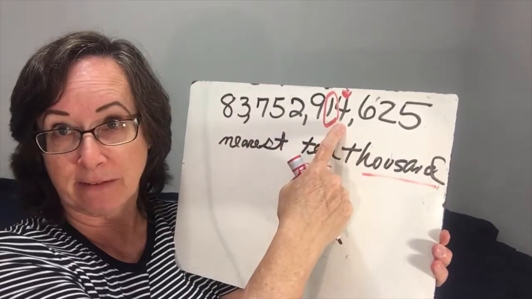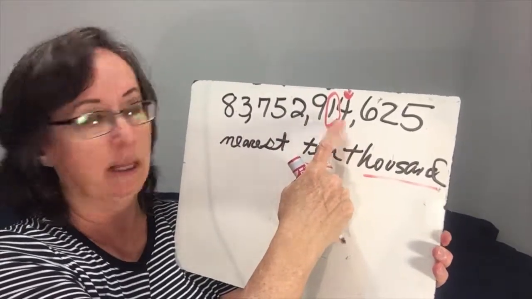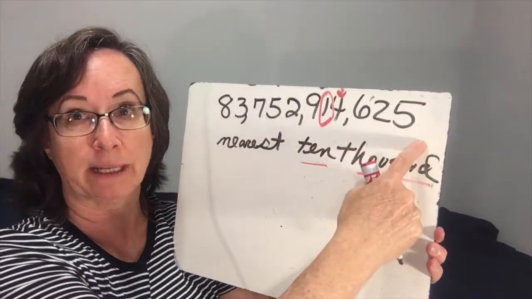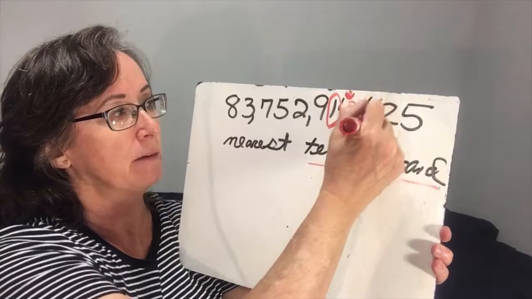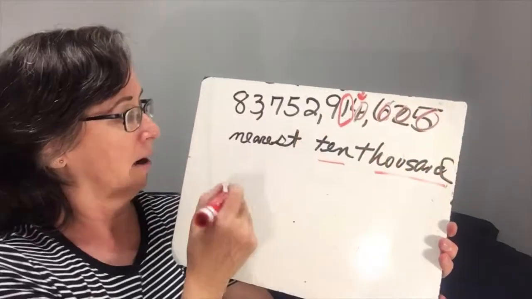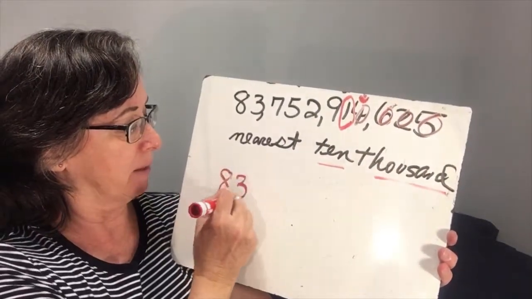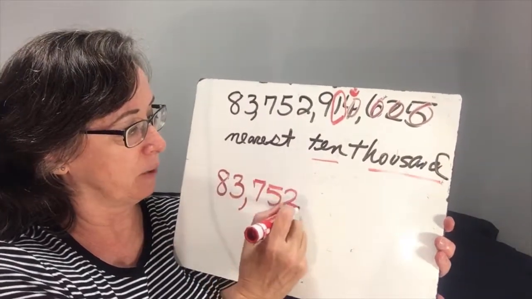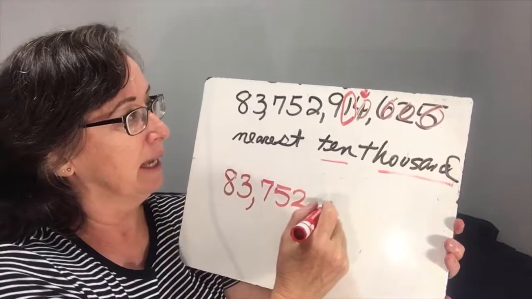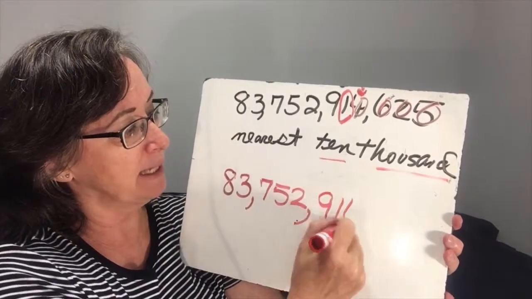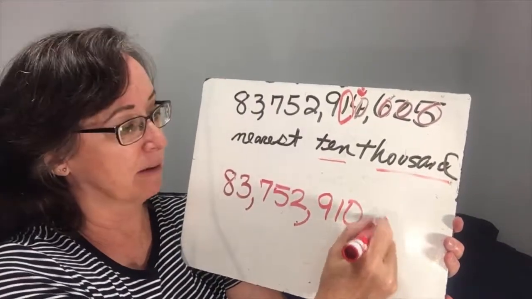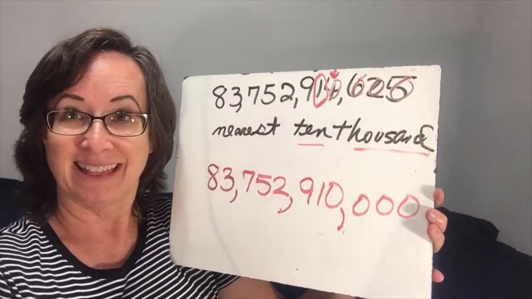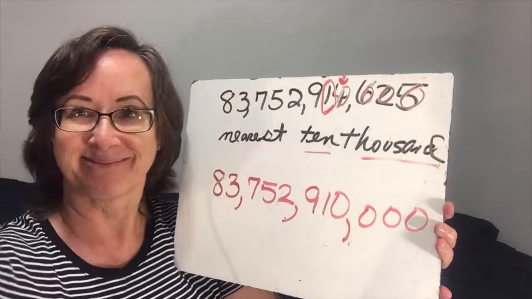This one is less than 5, therefore this one does not change, and we make each one of the following now a 0. So 0, 0, 0, 0. Our new number, 83,752,910,000. And we have rounded it to the 10,000s place.